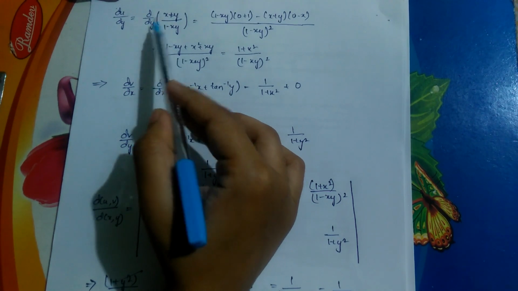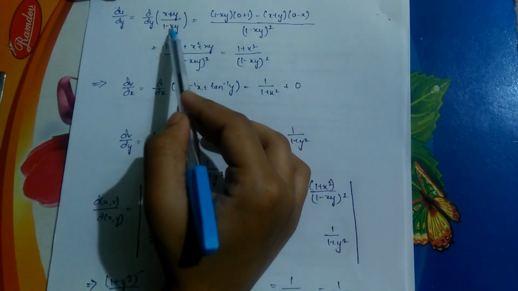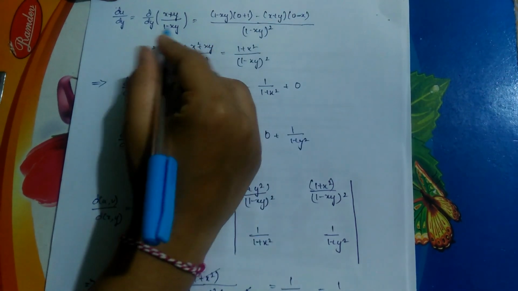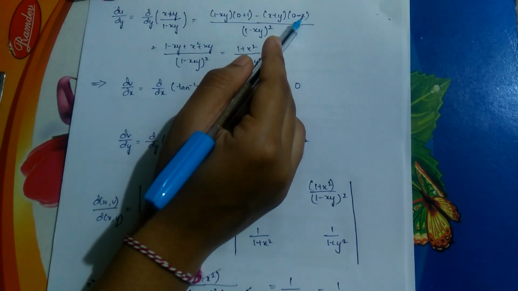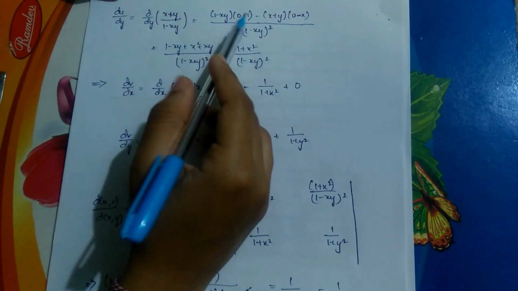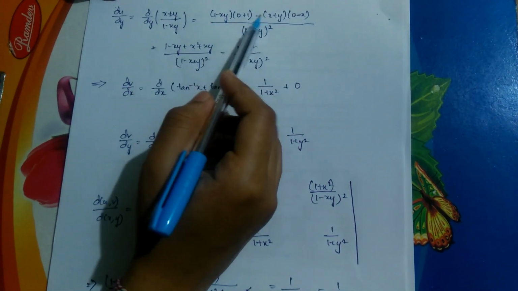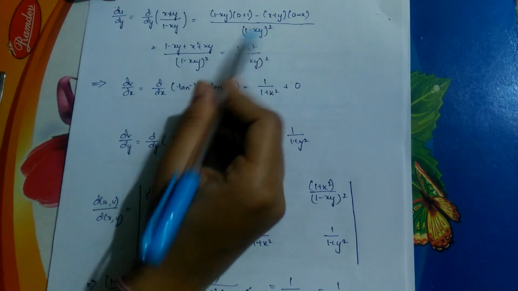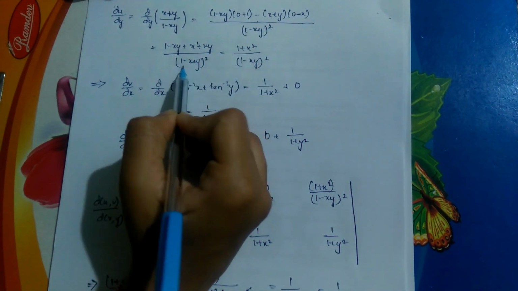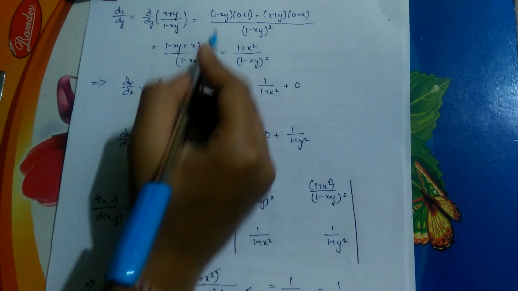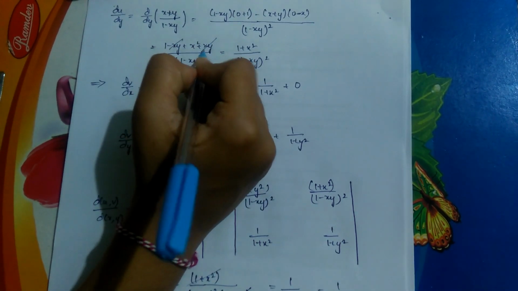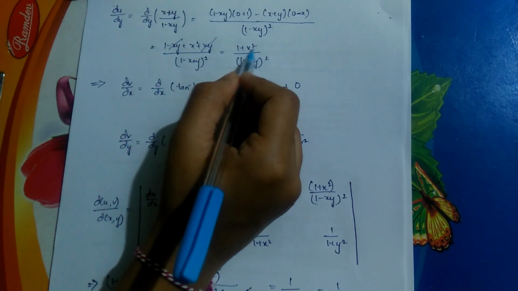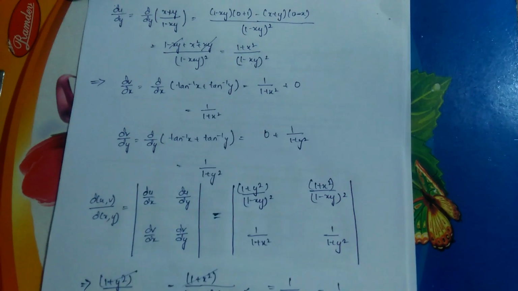So the derivative of the constant with respect to y is 0, and minus xy differentiated with respect to y is minus x. So that equals 1 minus xy, multiplied by minus x gives plus x square, and minus y into minus x is plus xy, divided by 1 minus xy whole square. Now minus xy and plus xy get cancelled and the remaining is 1 plus x square by 1 minus xy whole square.